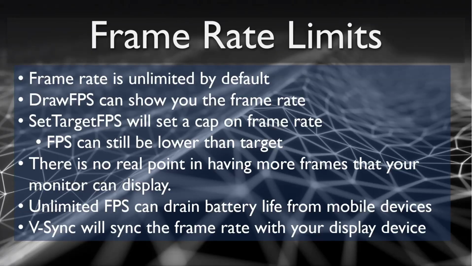Because the game loop controls the frame rate, we need to talk about frame rate limits. By default, the frame rate is unlimited. So Raylib will try to draw as many frames as possible. This can be many thousands of frames per second. You can use the function DrawFPS to show you how many frames you're getting right now. You can also call SetTargetFPS to set a cap on the frame rate. This is a good idea.